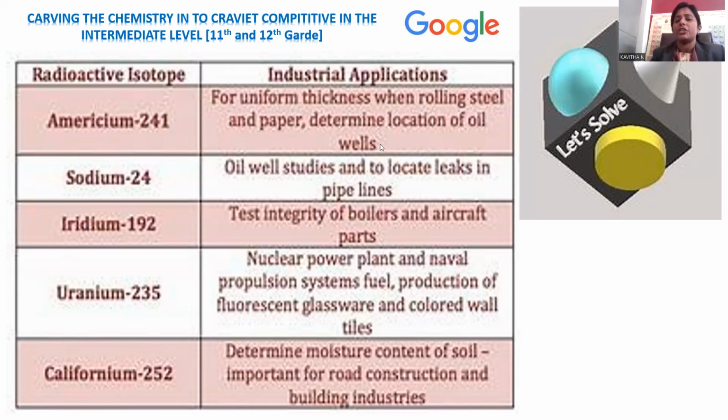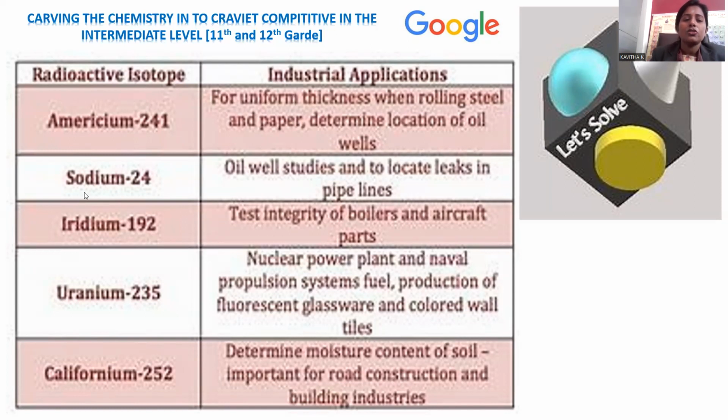And determine the location of oil wells. Just like water wells, what we can find in normal regions, in some other regions, some particular regions may contain oil deposits inside the soil. In order to locate them, this americium 241 isotope is very useful. You can detect by means of this isotope where the oil deposition is present in the soil. This is the way we can find the application for americium 241.